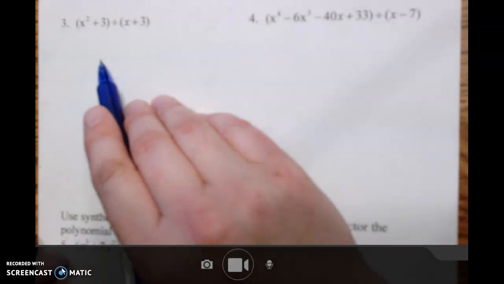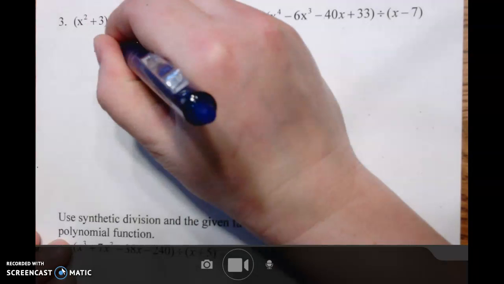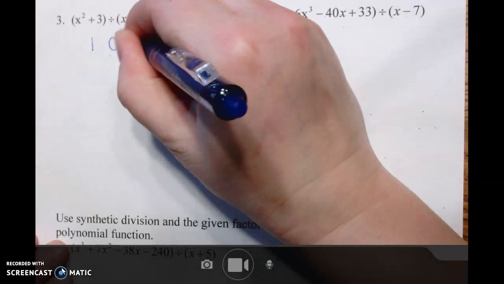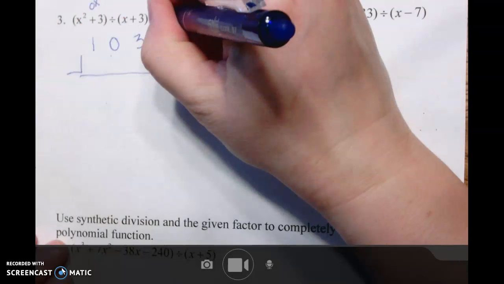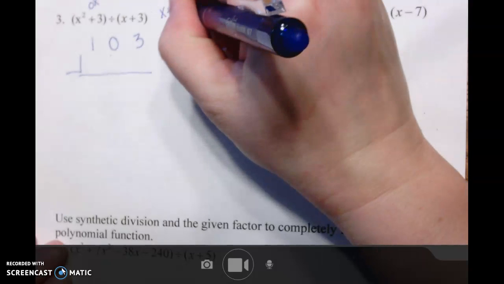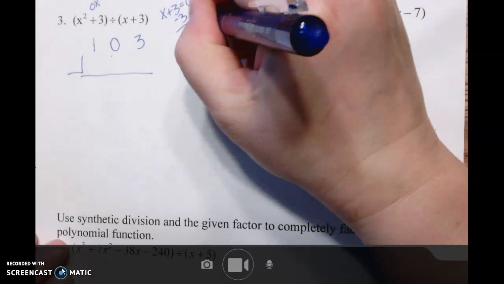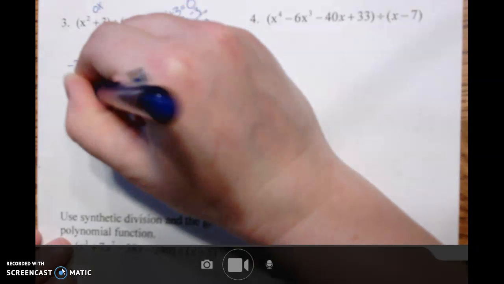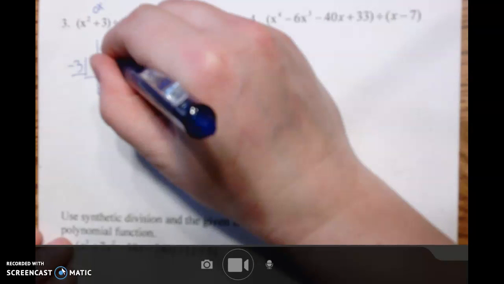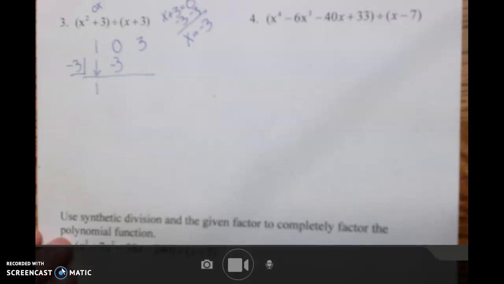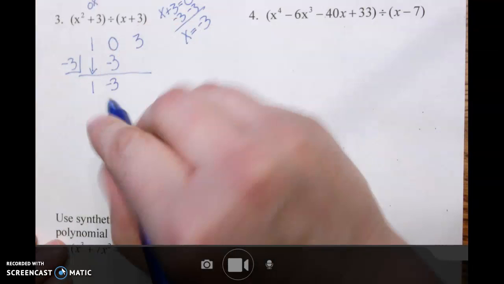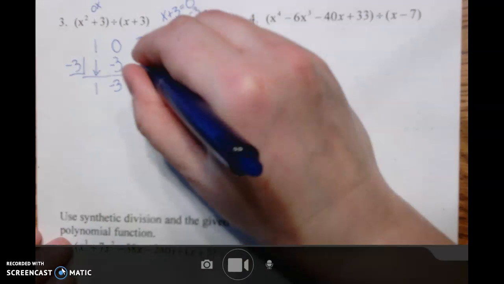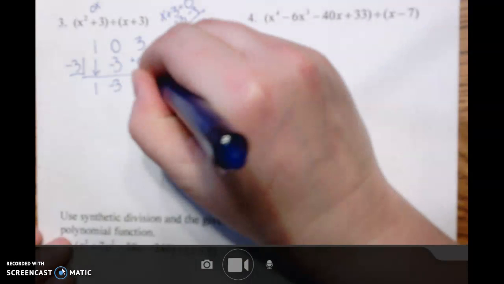So we have x squared plus 3 being divided by x plus 3. So we're going to write 1x squared, 0x, we have a missing term, and 3 as our coefficients. And then off to the side, we're going to solve x plus 3 equals 0, subtract the 3 over, so x is a negative 3. We drop our first term down, we multiply, 1 times a negative 3 is a negative 3. And then we add down, 0 plus a negative 3 is a negative 3. We multiply again, a negative 3 times a negative 3 is a positive 9. We add down and we get a remainder of 12.